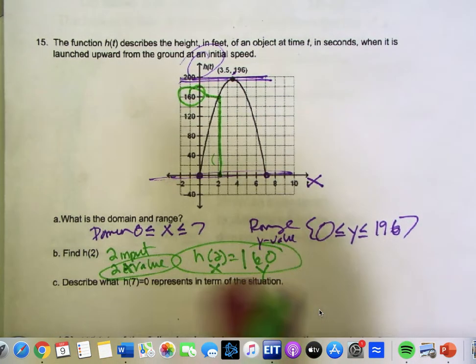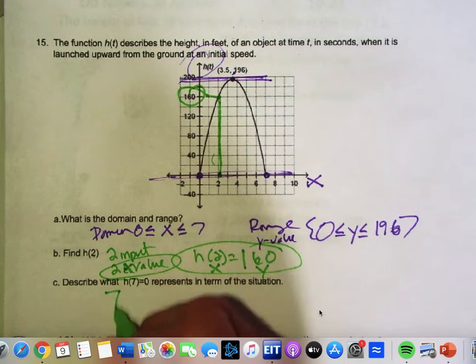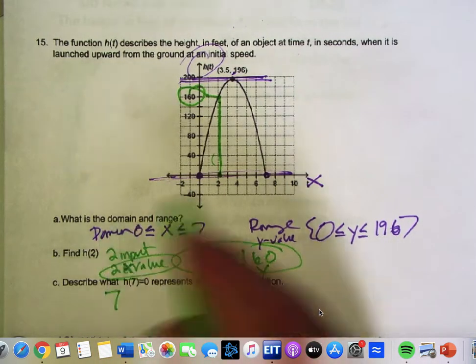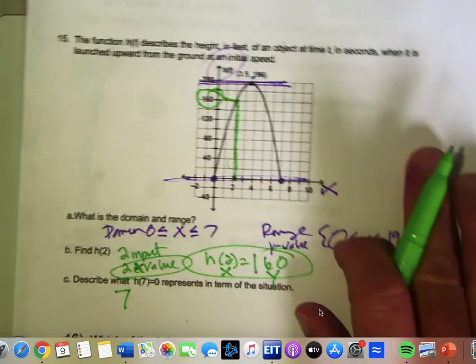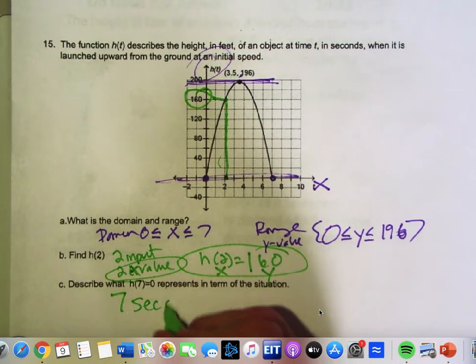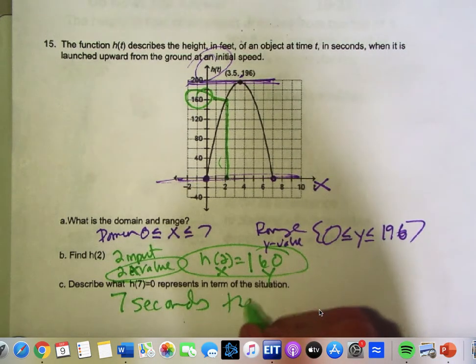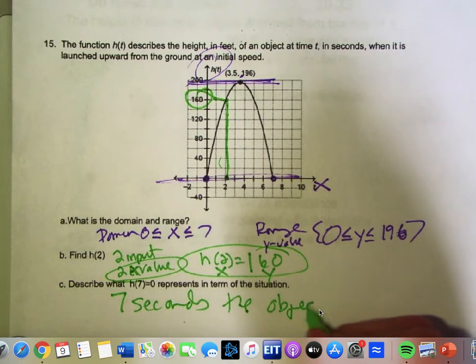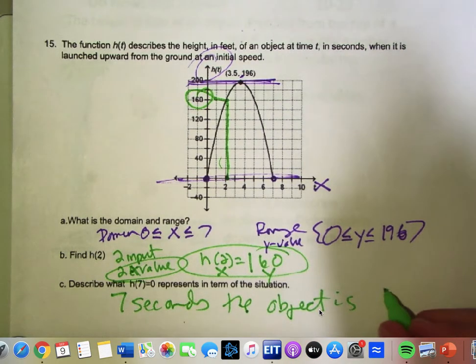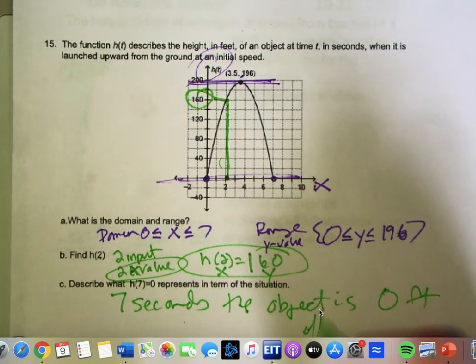Great. What's h of 7 tell me? Well, that says at 7 seconds, the object is 0 feet off the ground.